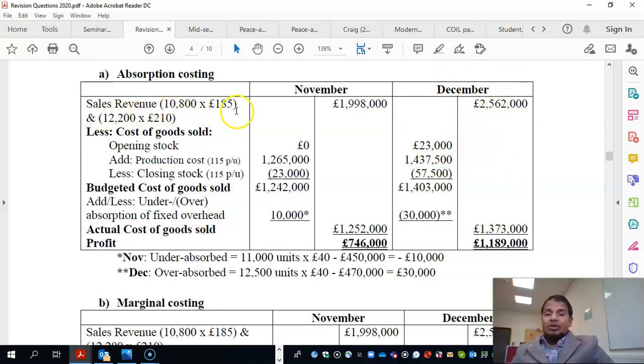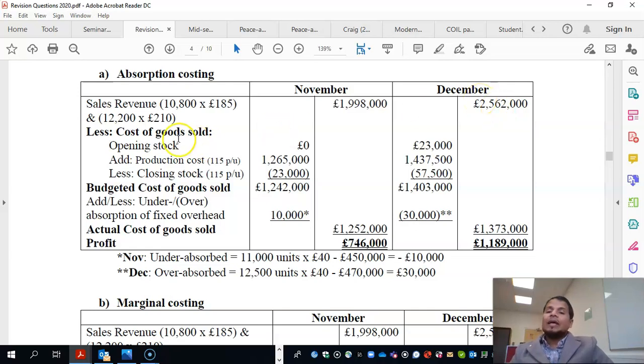So sales revenue: the actual sales price is 185 for November and 210 for December. So if you multiply it by the number of units sold, 10,800, you will get 1,998,000 of sales revenue in November. And 12,200 is the sales amount in December, so multiplied by the actual sales price 210, 2,562,000 is the sales revenue in December.